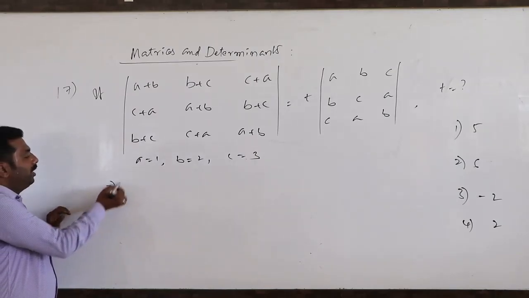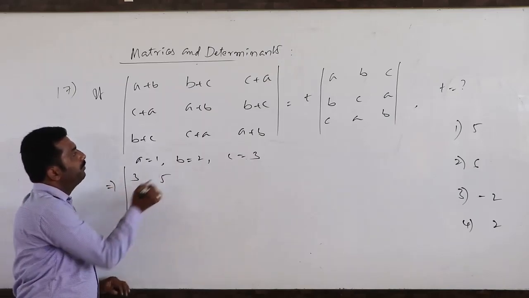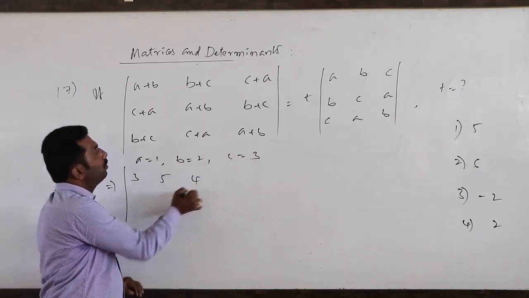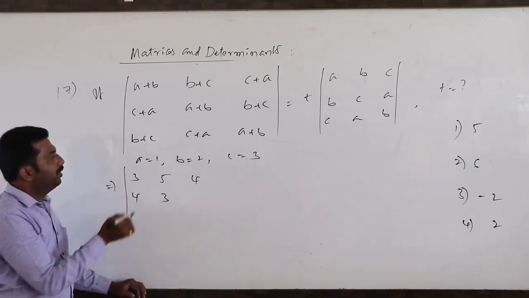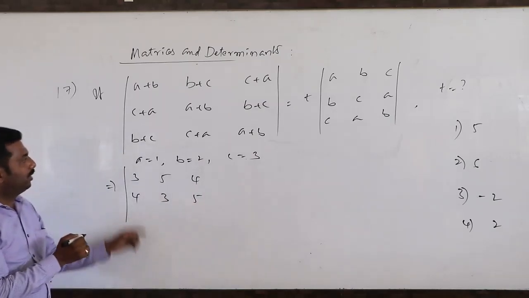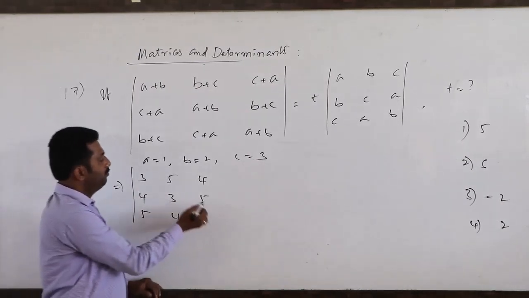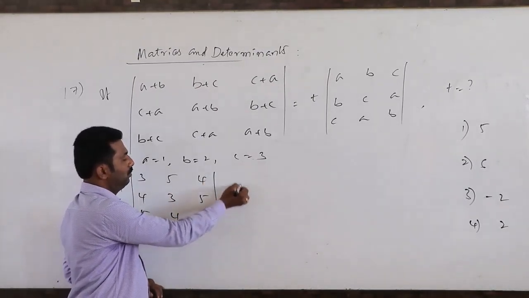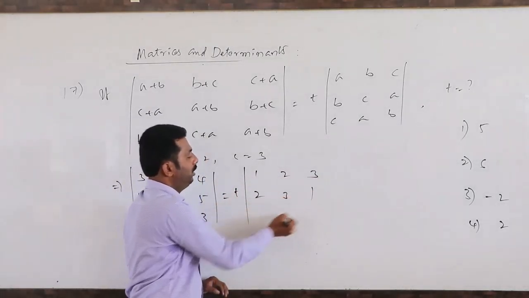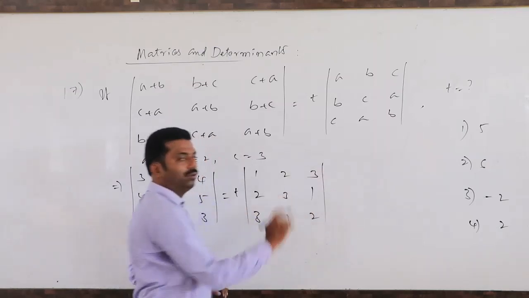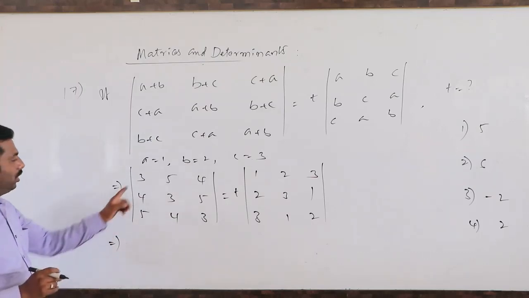So what is this determinant value? See here, a plus b means 3, b plus c means 5, c plus a means 4. So the expression equals the determinant of 1, 2, 3, 2, 3, 1, 3, 1, 2. Just to expand this determinant, what will we get?